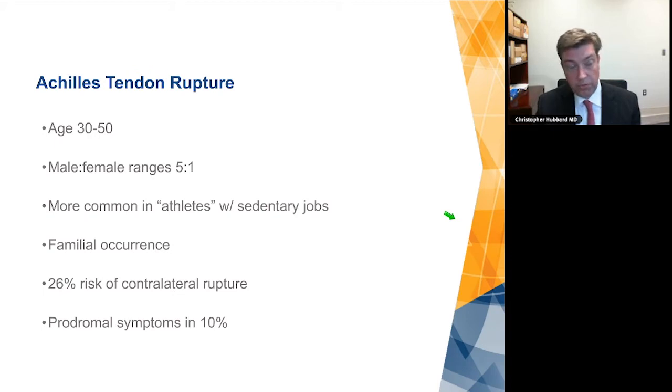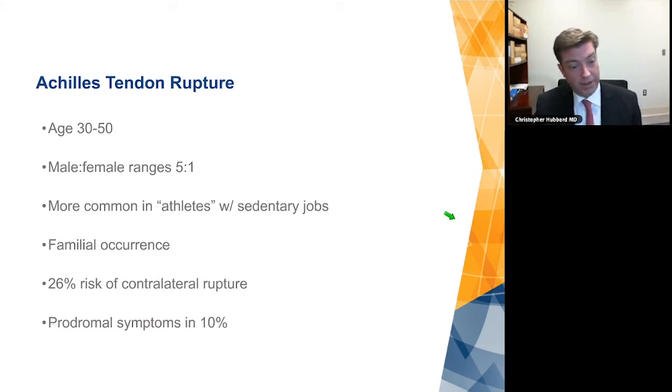In terms of the ruptures, typically this is the age group of 30 to 50, more males than females, sort of the weekend warrior in terms of the frequency of their athletics. There is a familial occurrence to it, and there is one study that has looked at that if one ruptures one side and then returns to the same level of activity in sports, that they have a 26% chance of rupturing the other side.